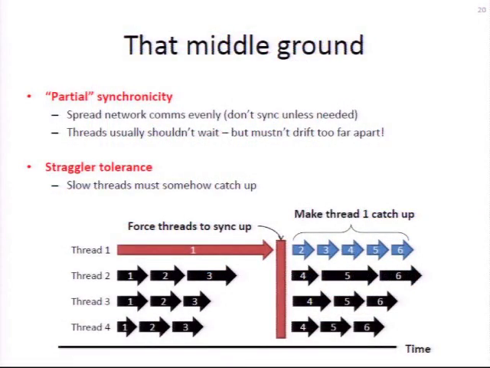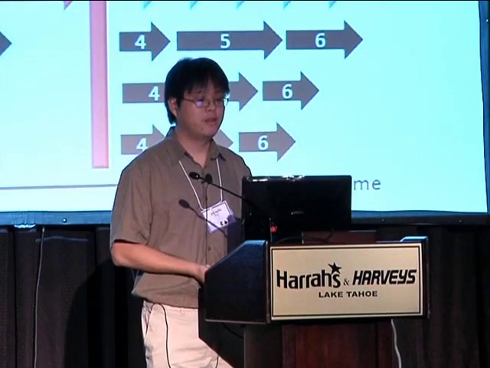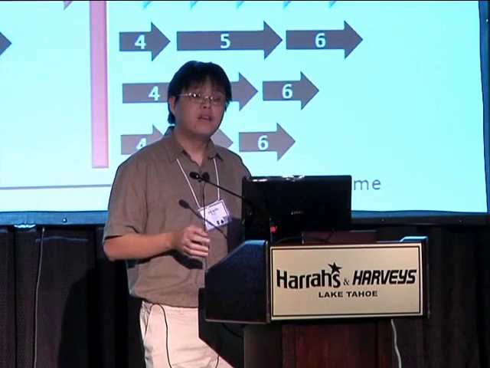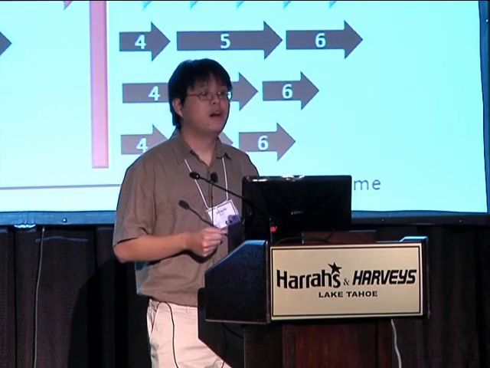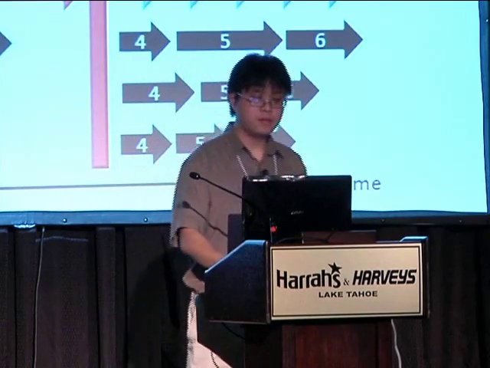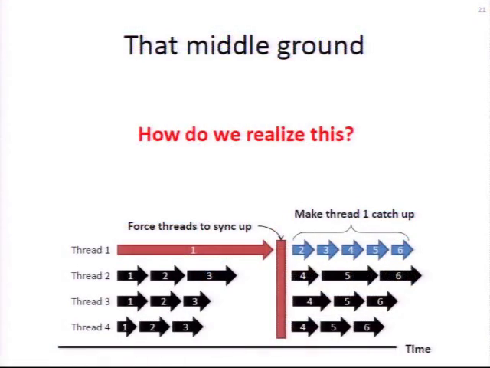That middle ground ideally should look something like this. When a thread is taking too long to complete the iteration, we're going to stop and say all of you have to sync up. And after that, we need to make that thread catch up somehow. It needs to process its iterations faster. How do we realize this?